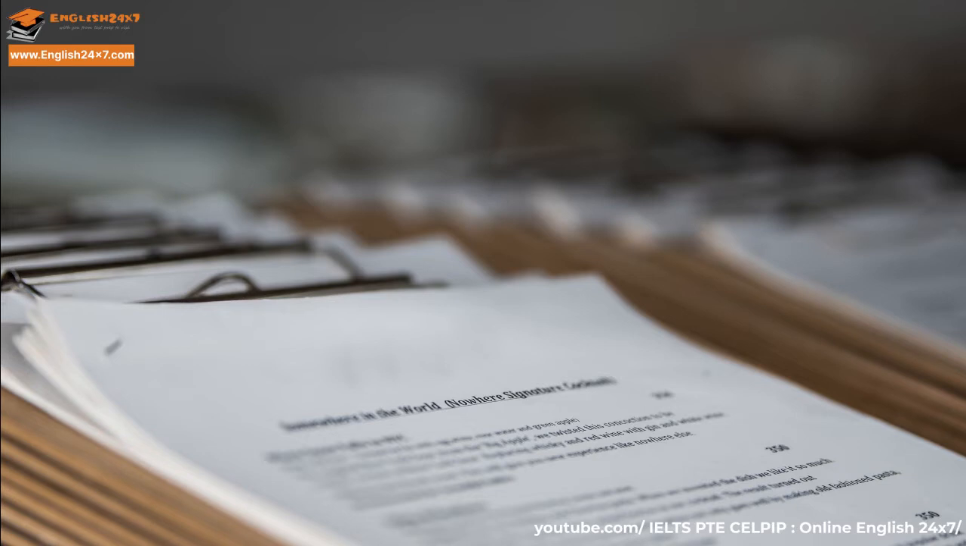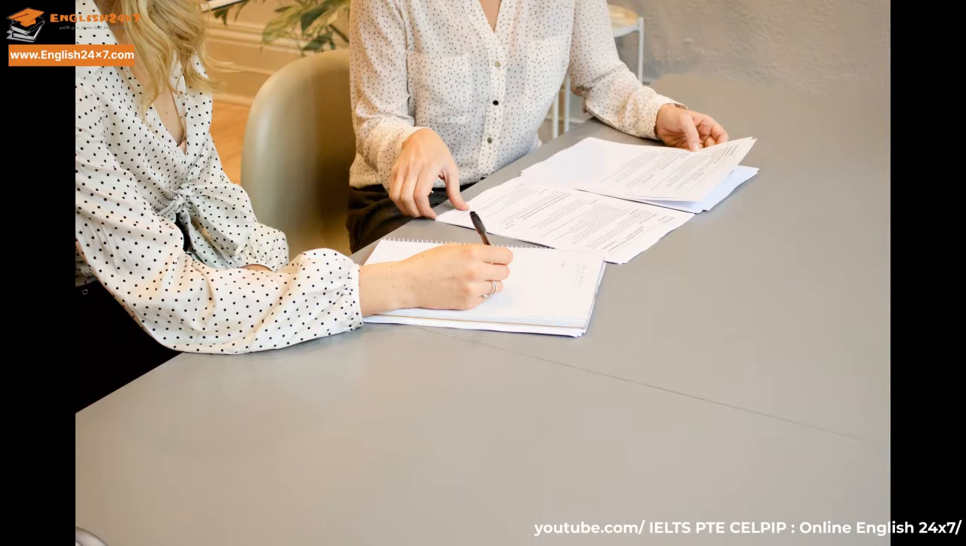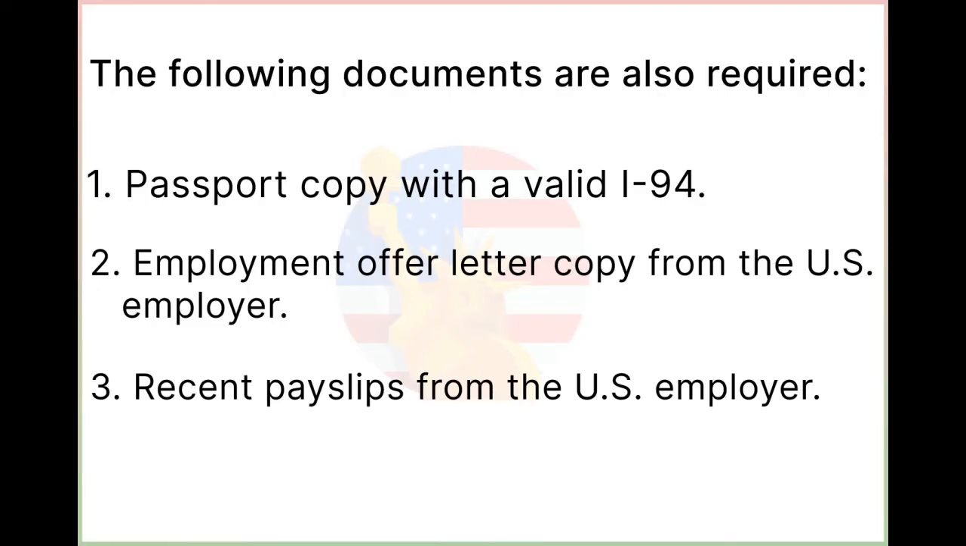To apply for the TD visa, applicants must submit their relationship proof with the TN visa holder. In addition, they should provide their birth and marriage certificates in original copies to the US Embassy. The following documents are also required. Number 1, passport copy with a valid I-94. Number 2, employment offer letter copy from the US employer. Number 3, recent payslips from the US employer.